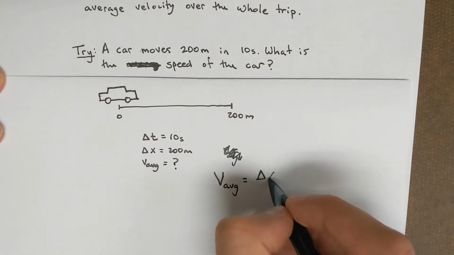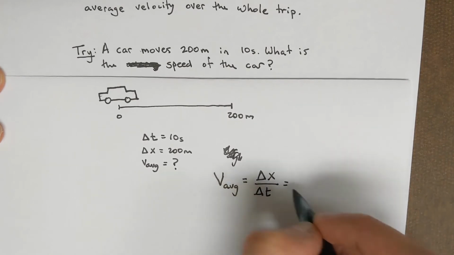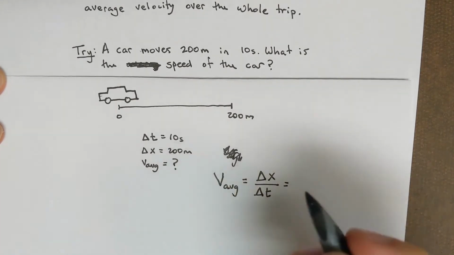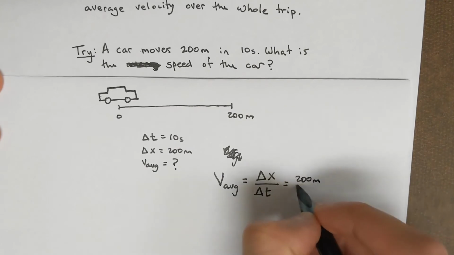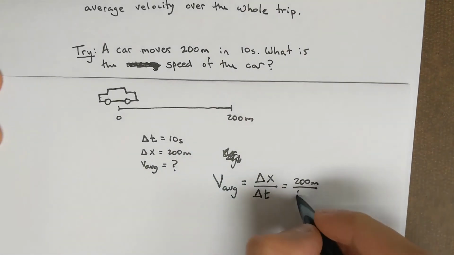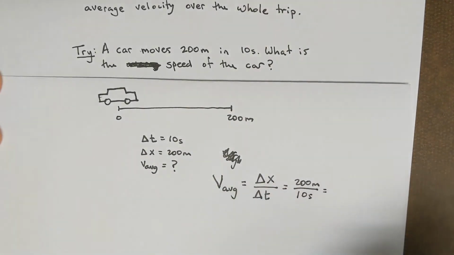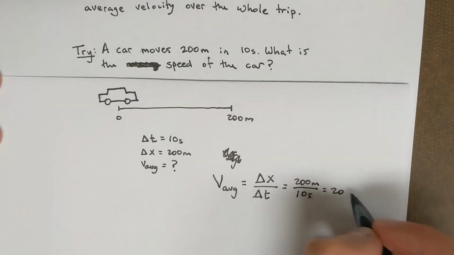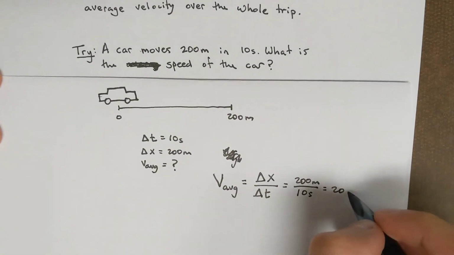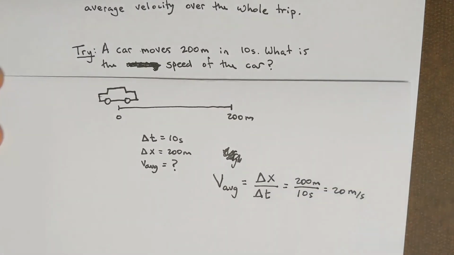It is the change in the position over the change in the time. So the change in position is 200 meters. The change in the time is 10 seconds. 200 divided by 10 comes out to 20. And the units are meters divided by seconds, so meters per second. So this is our answer.